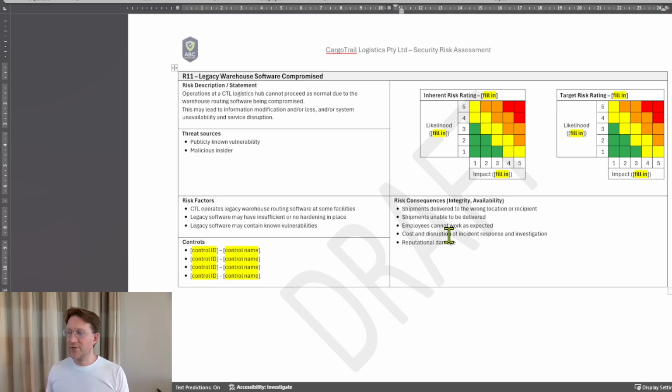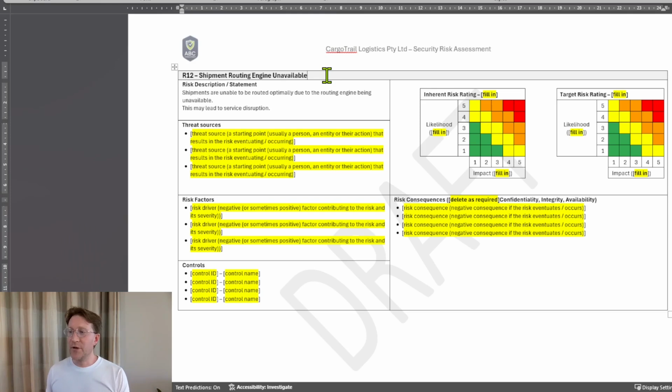As always, we have cost and disruption from the standard incident response process whenever anything goes wrong. And because we could have shipments that are delayed, delivered to the wrong location, not delivered at all, our customers wouldn't be very happy about that. And therefore, we have reputation damage.